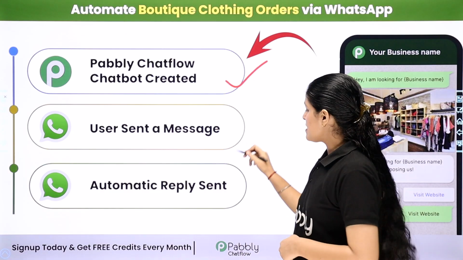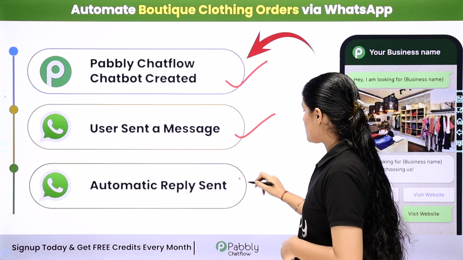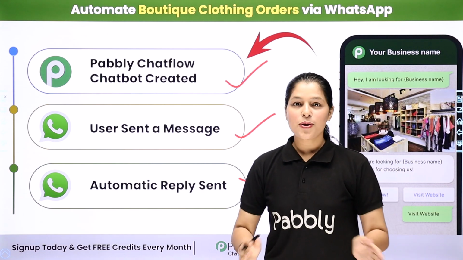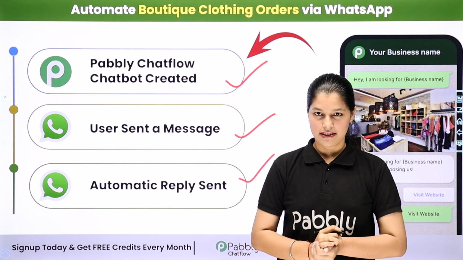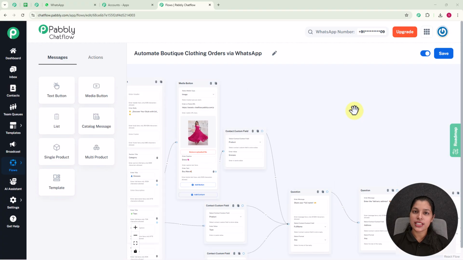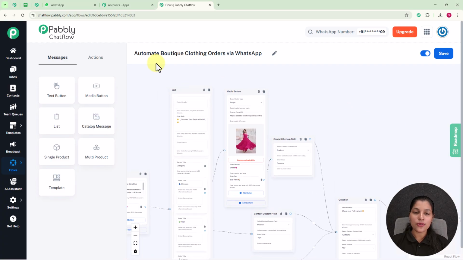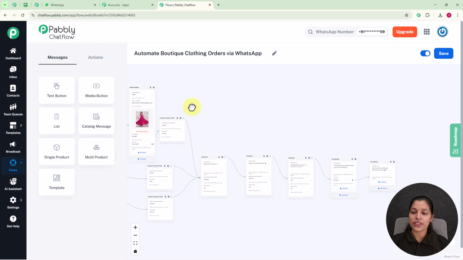Now if a user sends a message, an automatic reply will be sent to them. If you also want to build this chatbot or this automation, then let me take you towards my screen. Welcome to my screen. In this video we are going to learn how to automate boutique clothing orders via WhatsApp. Right before you on my screen you can see this is the flow I have created for the chatbot.